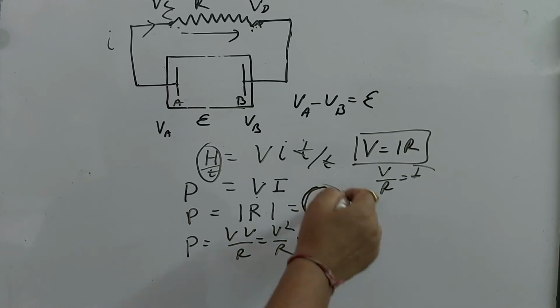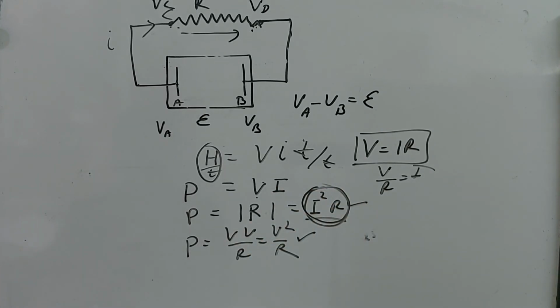This relation we can use normally when we use resistances in series, because current remains the same, therefore if we use I square R, that will be better. And in parallel circuits, because voltage remains the same, if we use V square by R, this will be better. So we can use any one of them, I square R or V square by R. So the total heat produced is equal to V square by R or I square R.